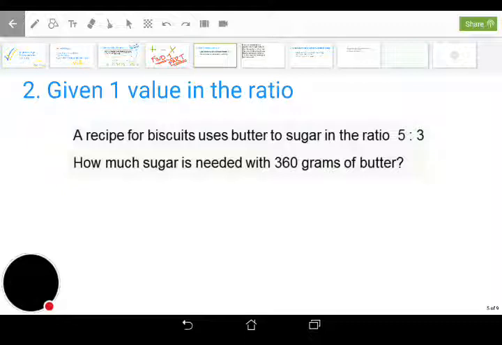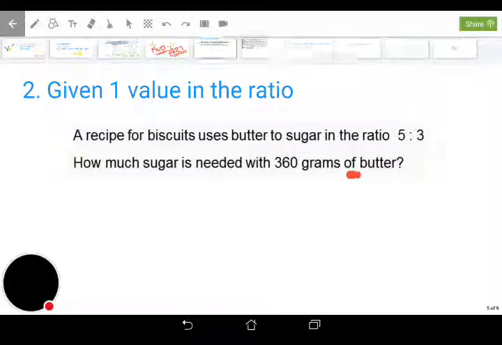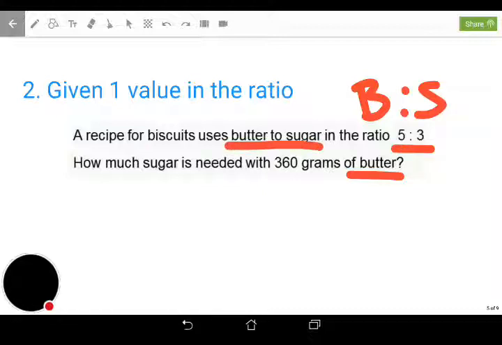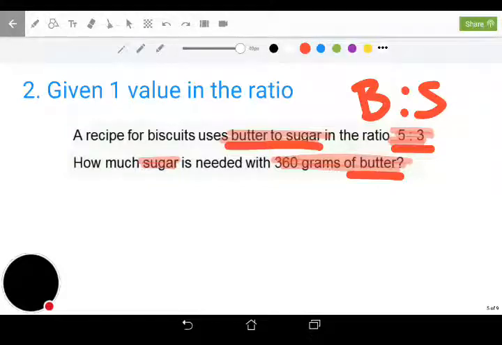So in here I'm only actually given the butter. Now in here I've been given butter to sugar because that's how it goes in the sentence. So butter to sugar is 5:3. So I'm just going to summarise this information down here. Butter to sugar is 5:3. I've been given 360 grams of butter and I want the amount of sugar. Okay, so a little bit more information needed on this one.